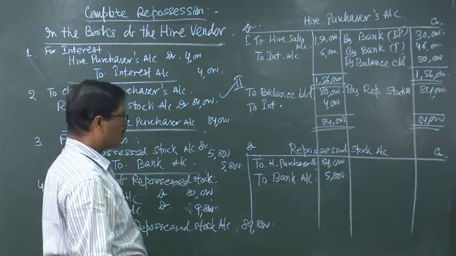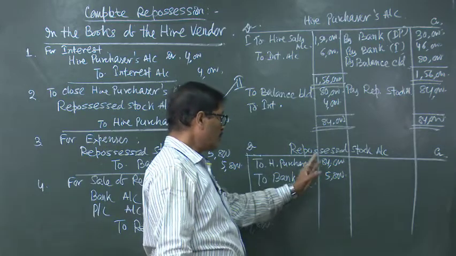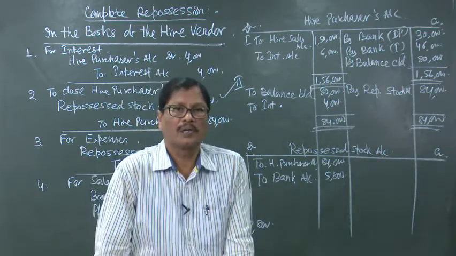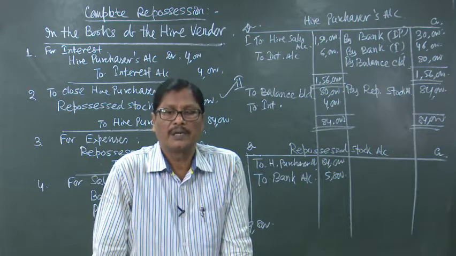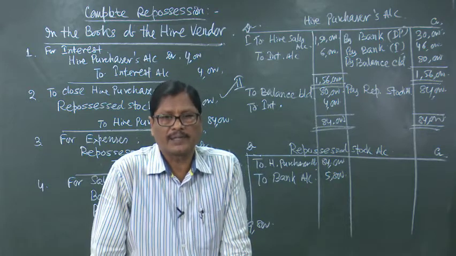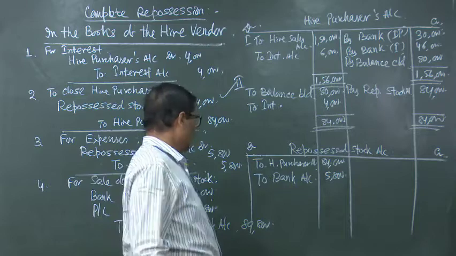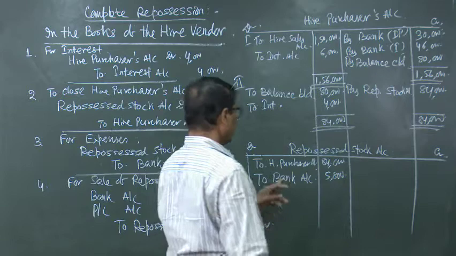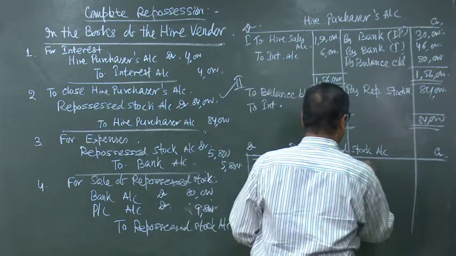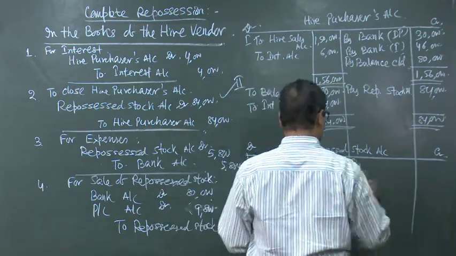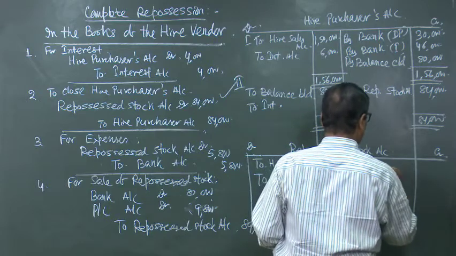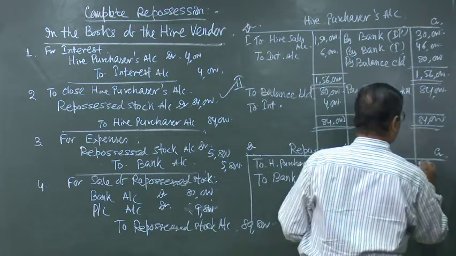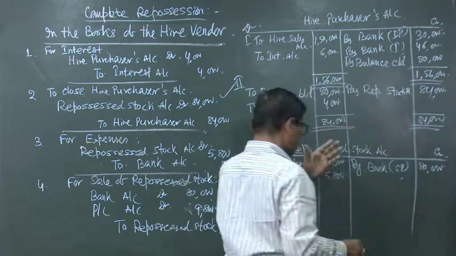So, in this way we expect that if we get 89,800, there will be no profit or no loss if we sell the repossessed stock for 89,800. But how much is it realizing? It is realizing only 80,000. The entry is repossessed stock account is credited by bank, the sale proceeds 80,000.